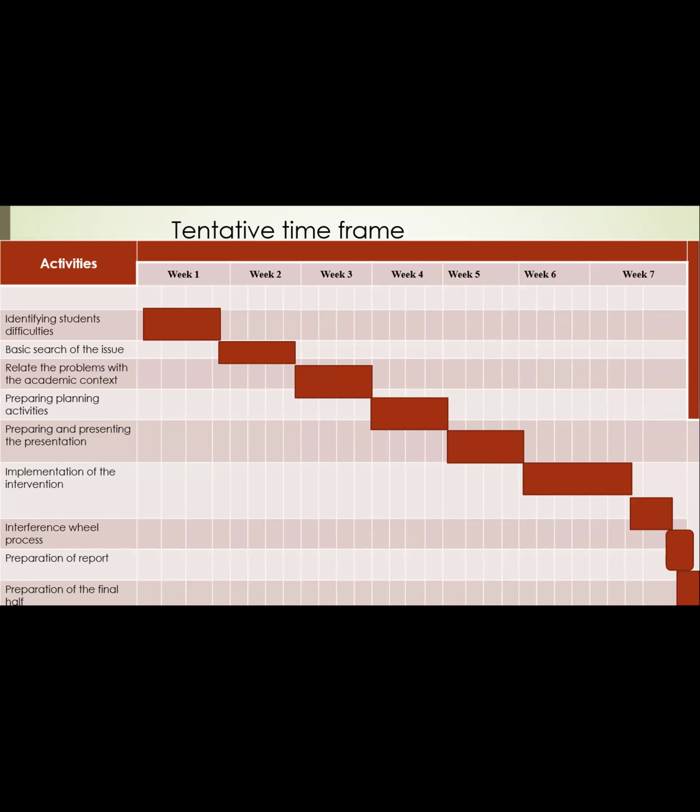What is the next one? It's also the same. Oh, yes, madam, it's also the same. Yeah, so you don't need that one, right? Preparation of the report, implementation of the intervention, collecting data, right? Collecting data, preparing the report, reviewing and submitting the report. Okay, madam.